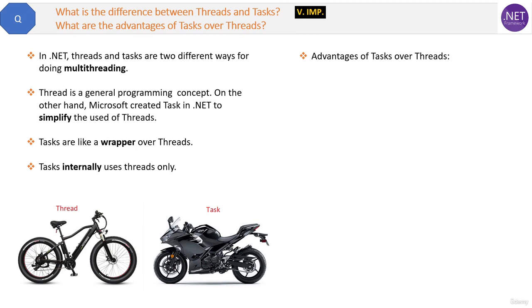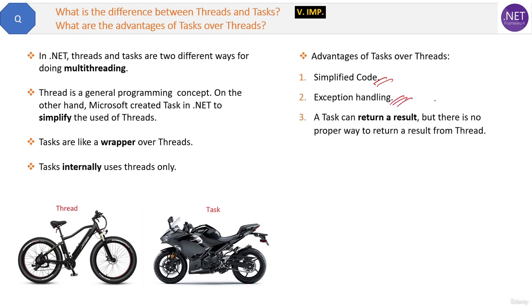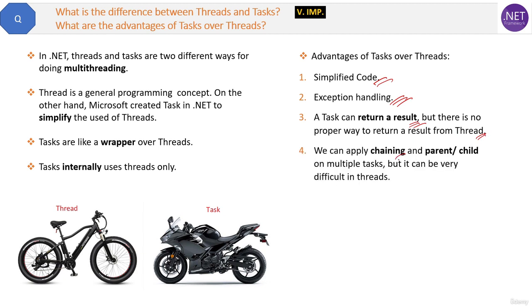First advantage is simplified code, which I already explained. Second is exception handling is easy in task in comparison to threads. The next advantage is task can return a result, but there is no proper way to return a result from thread. The next advantage is we can apply chaining and parent-child relationship on multiple tasks, but it can be very difficult in threads. So if you have multiple tasks, you can relate them, you can chain them, like one by one they will execute, and that is very easy to do with tasks, but it is very difficult to do with threads.